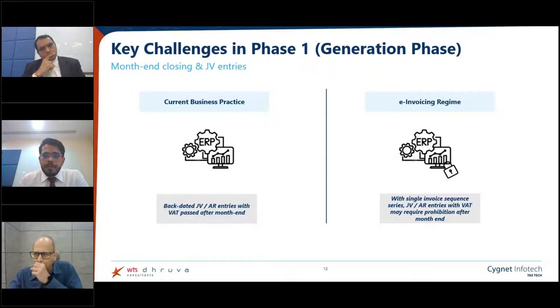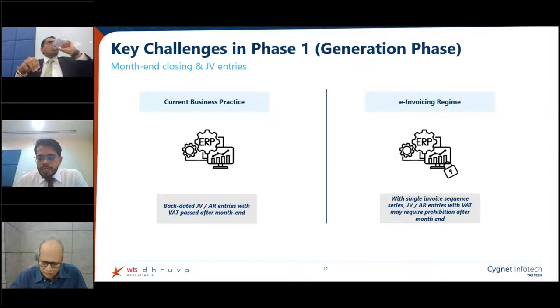Companies have to either keep the books open and not raise new invoices in the next month, or have a hard close and ensure that the sequence is followed. So this is going to be the biggest challenge that we could foresee for companies in closing their month-end books and for MIS reporting.